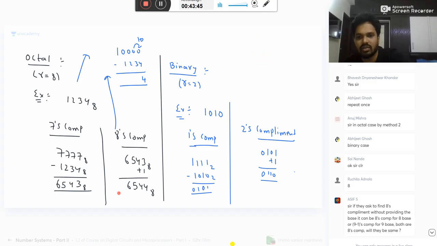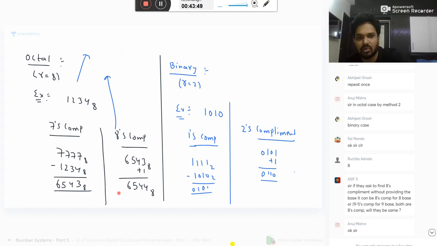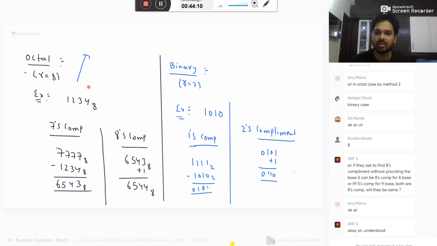If nothing is provided for the base, assume it as octal. Definitely they will provide it. Asif, that is a good question. There is a possibility that in base 9, 8's complement is different, and in base 8, 8's complement is different, right? Definitely they will provide it, don't worry. If nothing is specified, you assume the standard of octal. 8's complement means octal. 9's complement is decimal. But in general they should provide it.